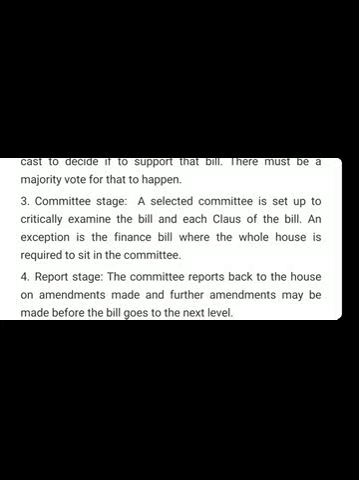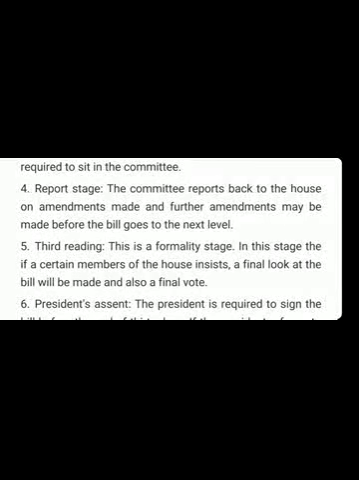But there is an exception. If it has to do with any finance bill, the whole House must sit in the committee. The whole House must be involved. Now, after the committee has examined the clauses in the bill, it moves to the next stage, that is the report stage. The committee reports back to the House on amendments they made, and if there is need for further amendment before the bill goes to the next level, the House does the amendment.